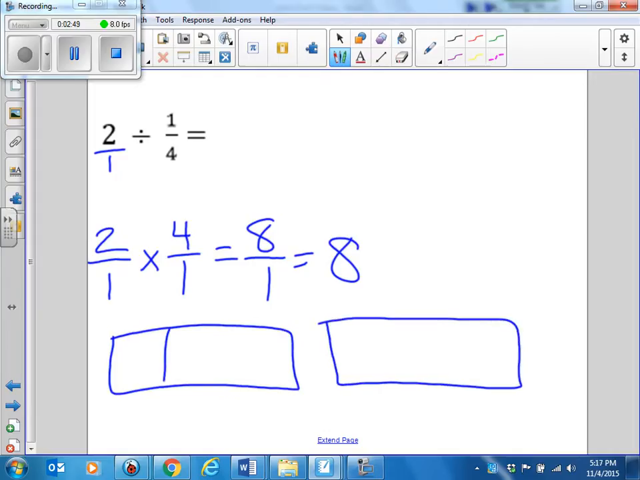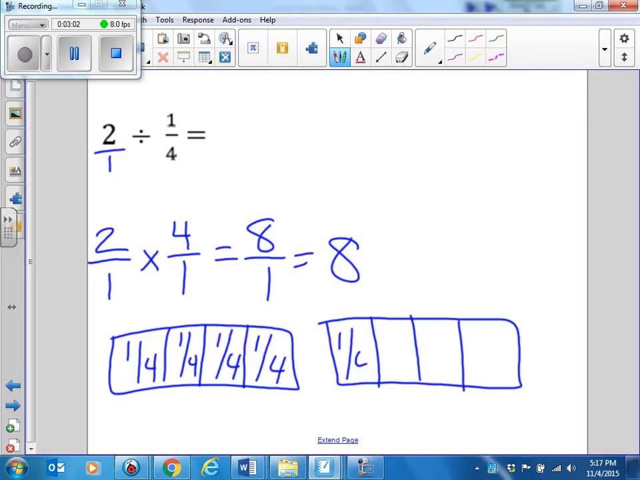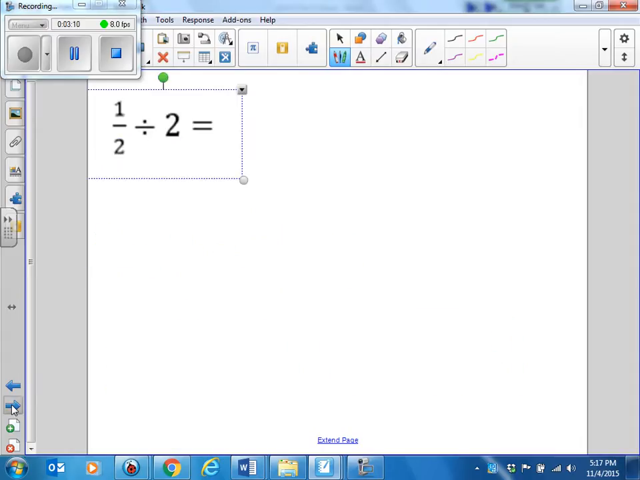So if I have my 2 wholes, and I divide it into fourths, I have 8 one-fourths. So this is just like we did with the models. I have 8 fourths in 2 wholes. All right, let's look at the next one.